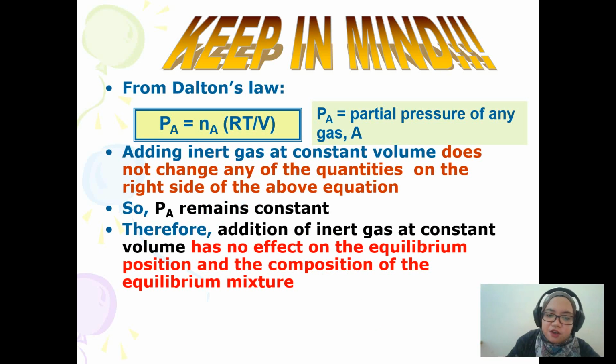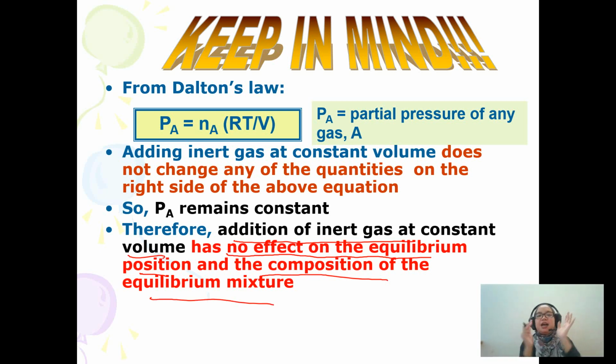So, therefore, the addition of inert gas at constant volume has no effect on the equilibrium position and the composition of the equilibrium mixture. Okay, so tak akan ada perubahan. Dia tak akan pergi dekat mana-mana side lah. Okay, alright. So, it does not change any of the quantities. Okay? Alright. So, no change. So, bila kita add inert gas at constant volume, there is no change happen.